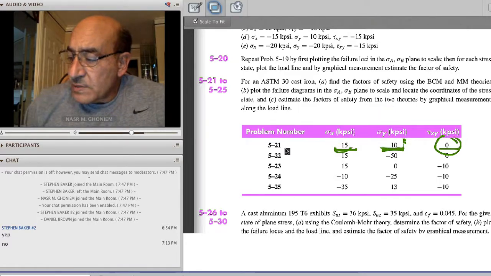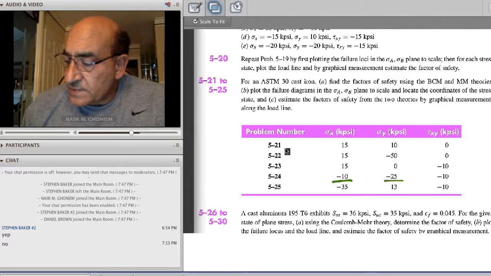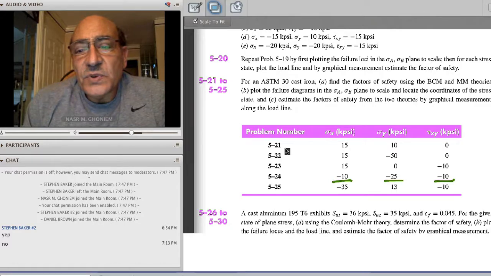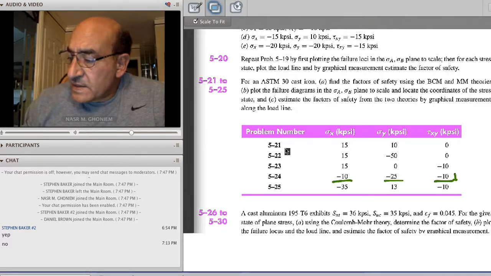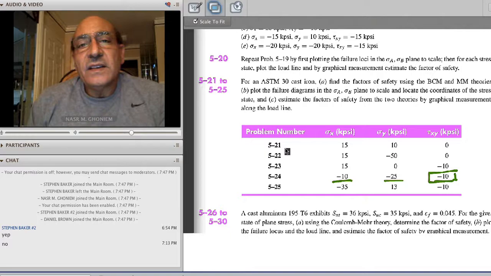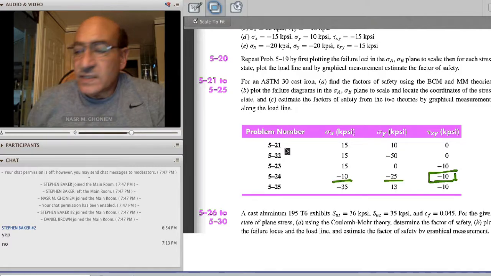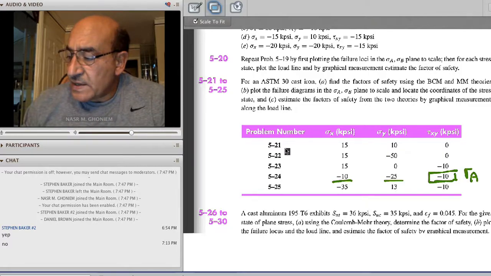Okay, so if you take another problem, like let's say this one, then you see that you have a shear component, which is -10. So what do we do then? Well, we use the Mohr circle transformations to find sigma A and sigma B, as we learned in class. So that we have to find sigma A and sigma B.